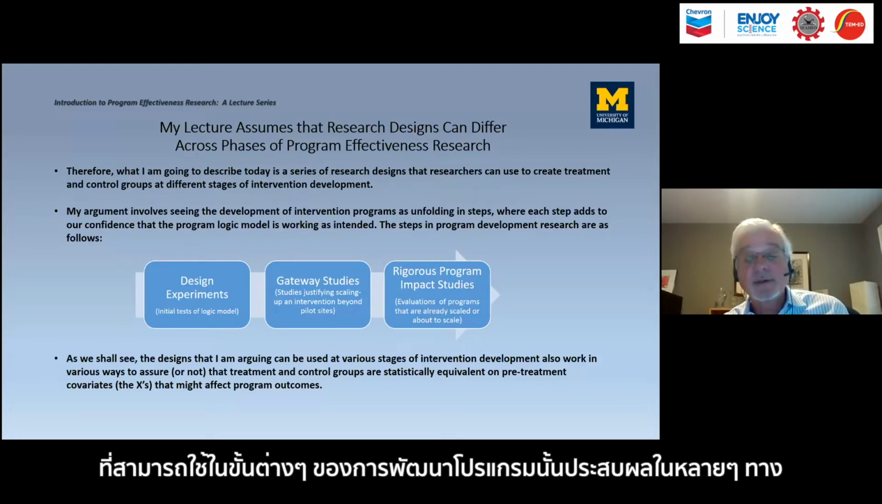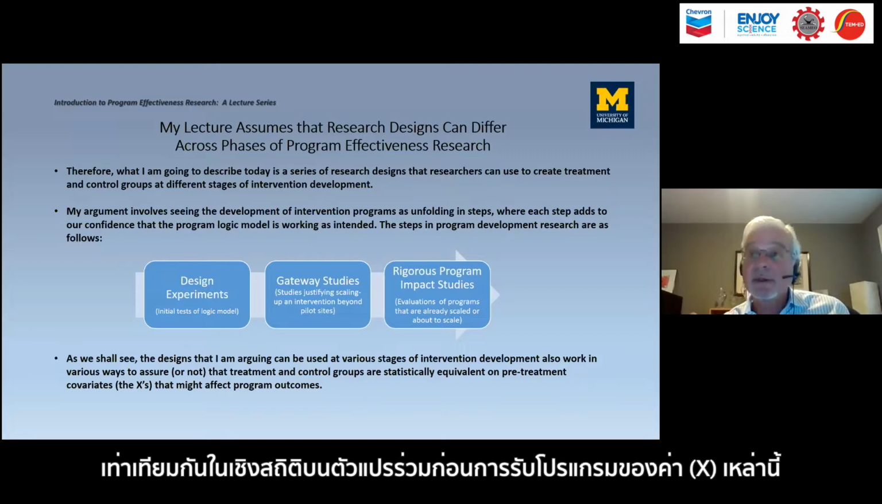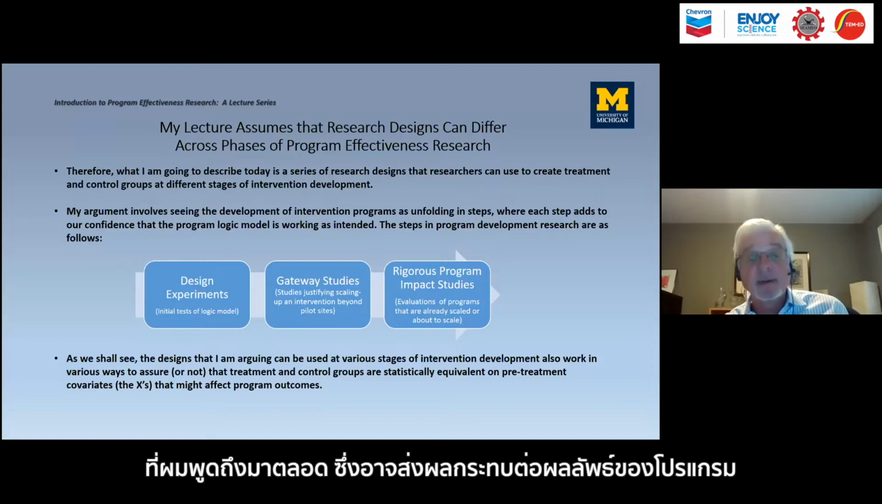So what I'm going to do is show you that the designs that can be used at various stages of intervention development work in various ways to assure or not that the treatment and control groups are statistically equivalent on pretreatment covariates, these X's that I've been talking about, that might affect program outcomes.